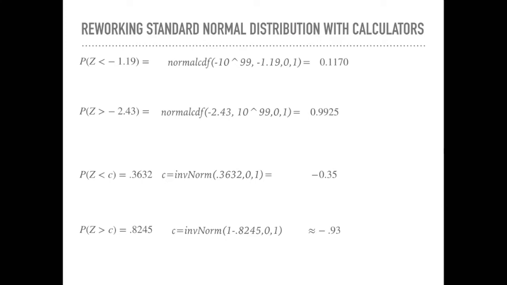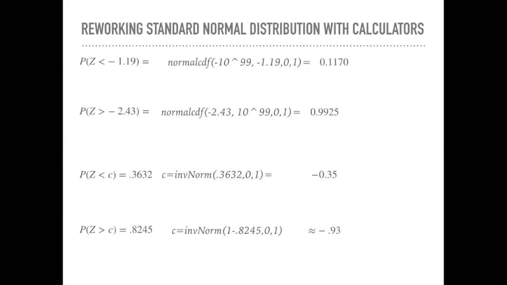The next two, working backwards here, start in the standard normal distribution with a mean of 0, standard deviation of 1. When we were looking for the probability that z is less than c is equal to 0.3632, this was the one that we were able to find exactly on our table. You're not always going to be able to find it exactly, but here we found it exactly on our table. And we found on the table that it was negative 0.35, and that's exactly what we find from the calculator as well.